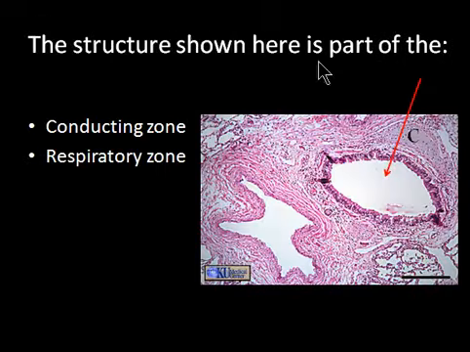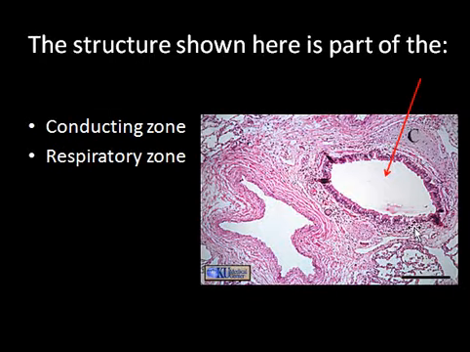Let's look at the last question, which says the structure shown here is part of the conducting zone or respiratory zone. Now when you get questions like this, you should not get thrown off. It really is a simple question. All you need to do first is to identify what this structure is.